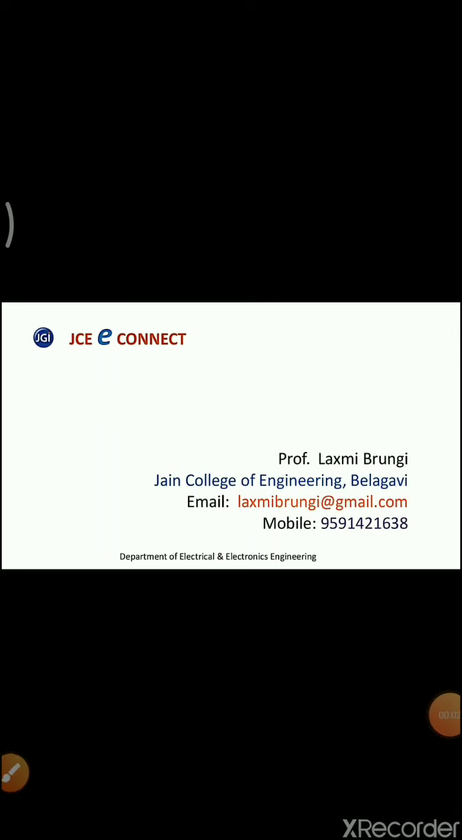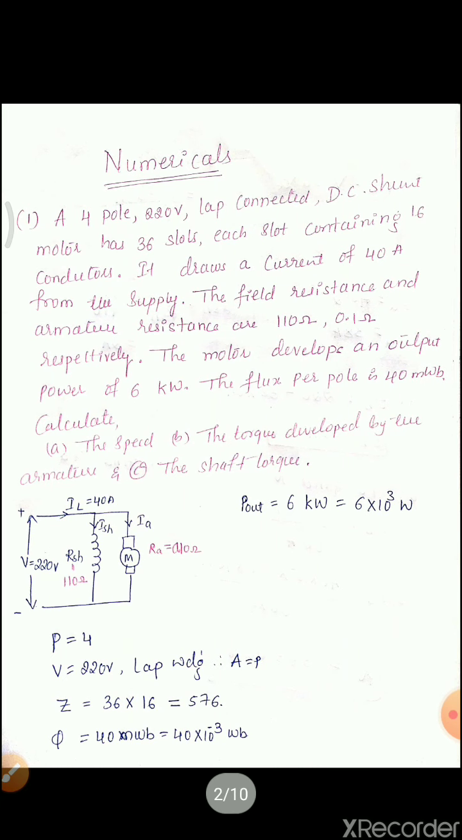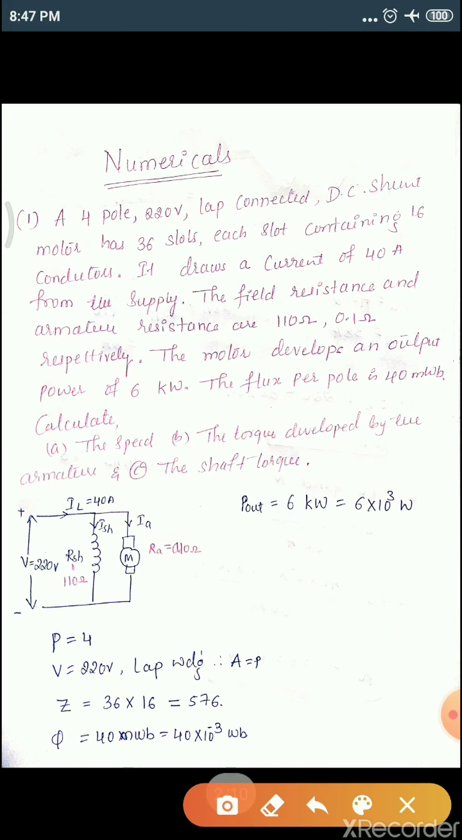Today we are going to solve the numericals on DC motors. So let's consider the first numerical. It says a 4-pole, 220 volt lap connected DC shunt motor has 36 slots, each slot containing 16 conductors. Okay, so the data you can write down. First we'll see the numerical.